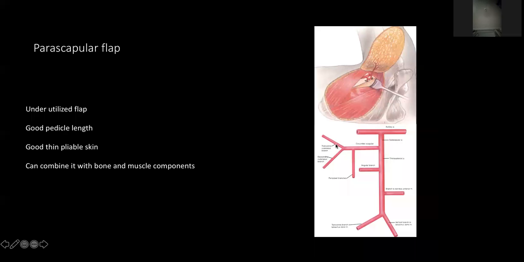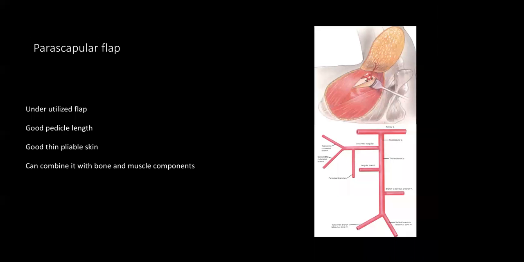Now there are two perforators. You can either have a transverse perforator, so the skin paddle can be marked transversely, or you can have the descending perforator. You can mark a descending skin paddle. So there are some advantages to this flap. That is, you have good pedicle length. The skin is thin and pliable. It's hairless, and the donor site can be closed primarily.